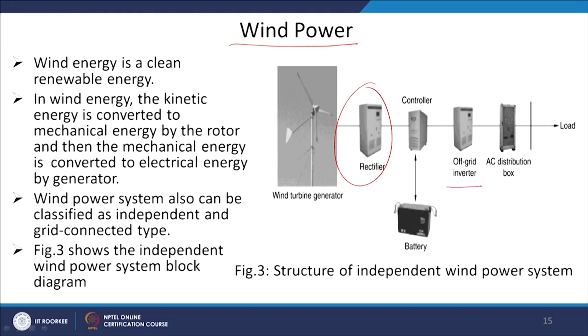Thereafter you have an off grid inverter, then you have a distribution box of AC, and you will feed it to the load. So, this is the kind of structure of an independent AC power system, and essentially these are the entities of the AC power system. In this independent wind turbine, we have not considered DFIG, we have considered PMSG. If it is a DFIG, then we have a rotor side converter and a stator side converter.